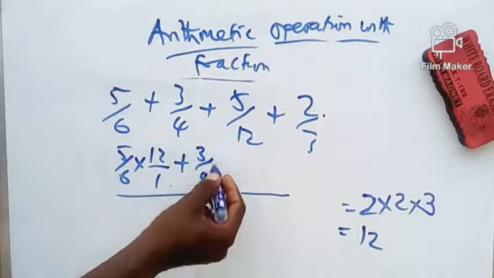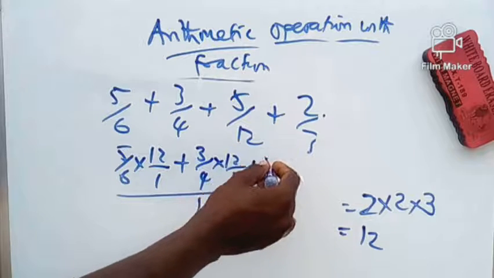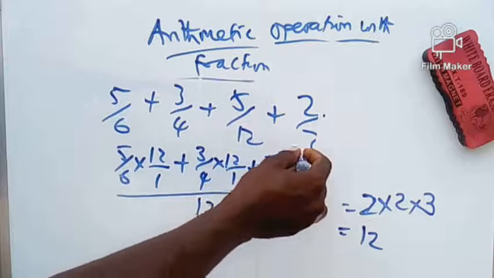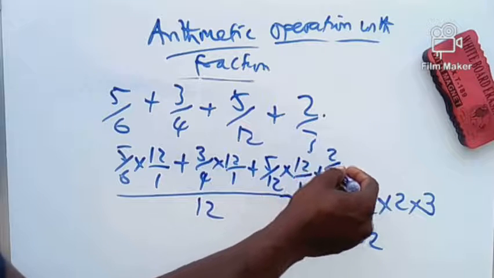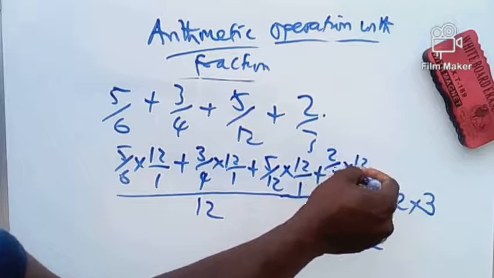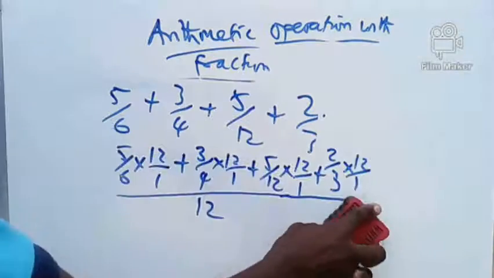3 over 4, we multiply by what? 12 over 1. Added to the next fraction, 5 over 12, multiplied by 12 over 1, added to the next fraction, 2 over 3, multiplied by 12 over 1. Feel free to pause the video and finish up the problem.